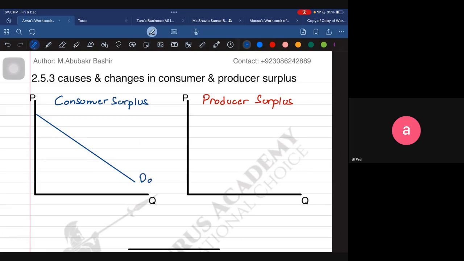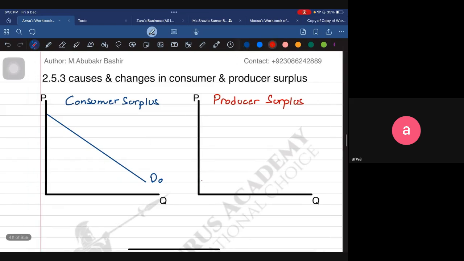This is D naught, and this is S. Okay, so we have the P1, and here again the P1.